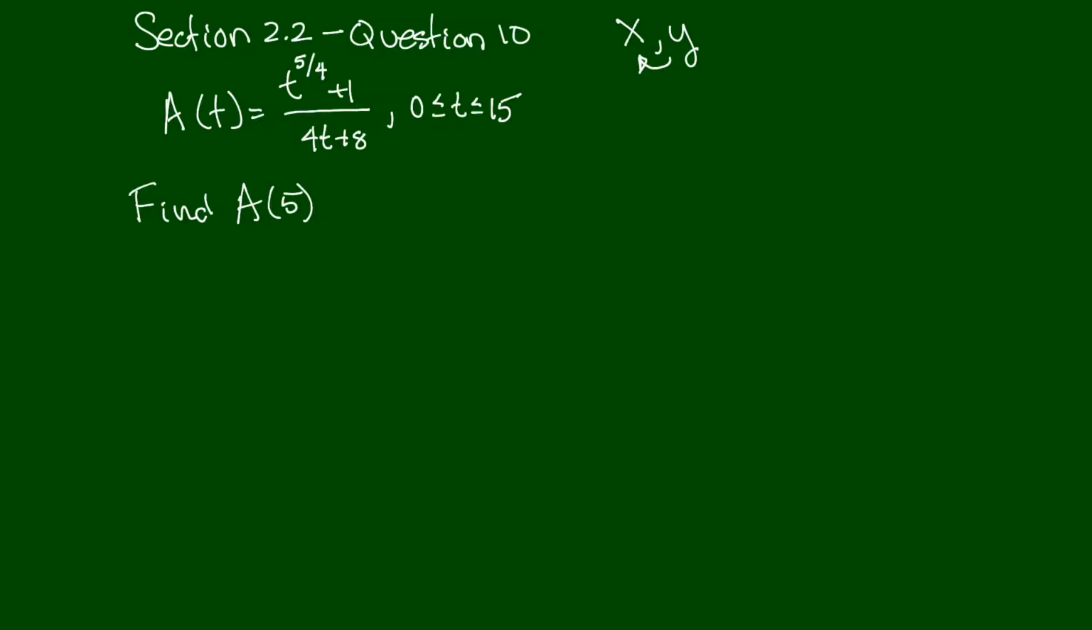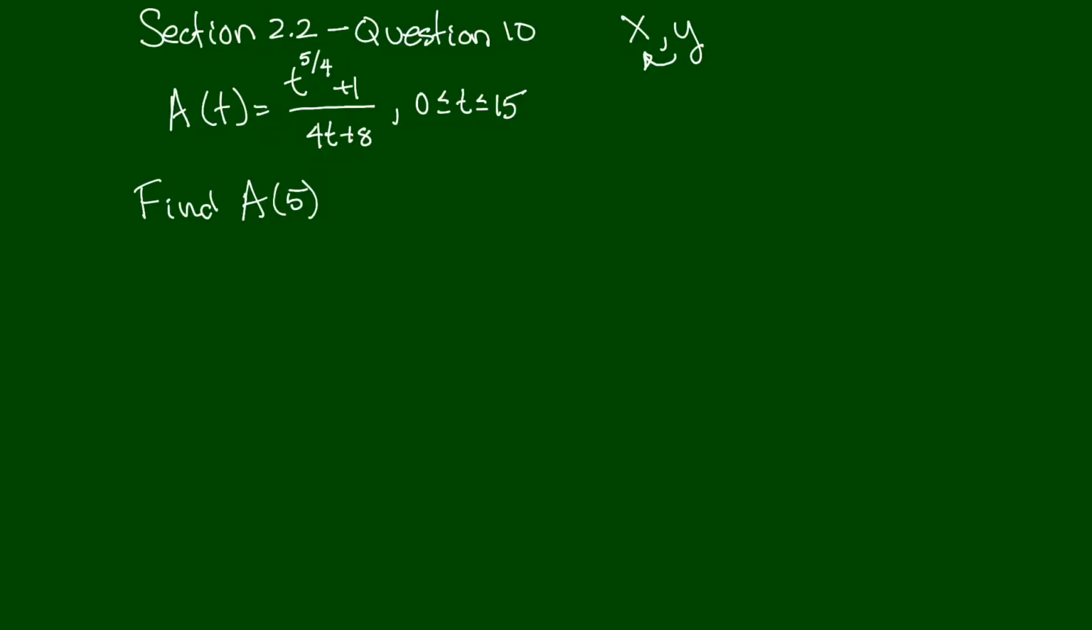So the first thing we want to do here is find A of 5. All right, so A of 5, we just want to evaluate this function at 5, right? There's no derivative here. It's just take A right here and substitute in a 5. So we're going to get this. This is going to be 5 to the 5/4 plus 1 over 4 times 5 plus 8.